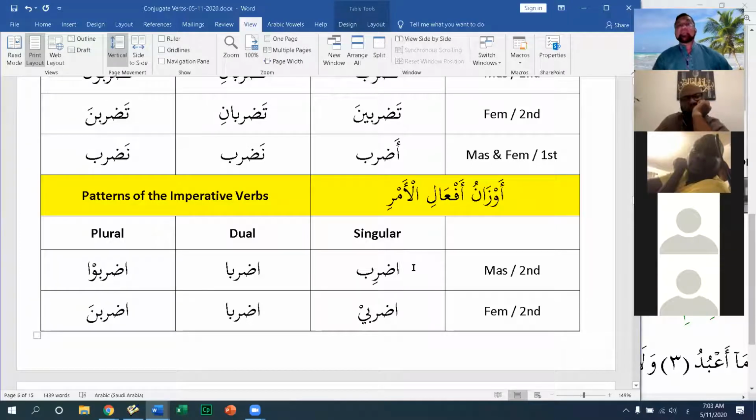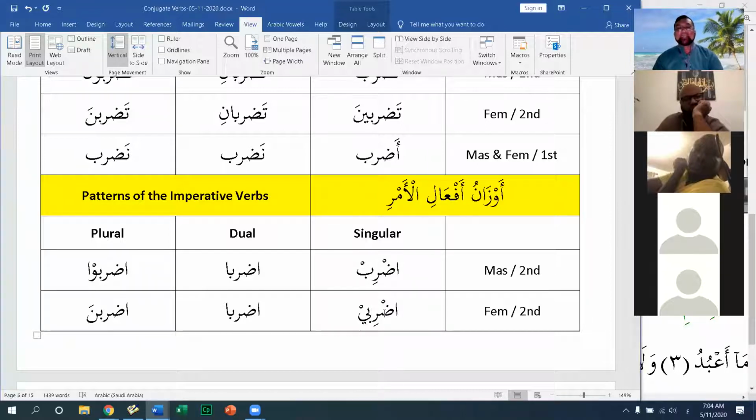Command. أضرب. أضربي. No. Listen. You never put fatha on this hamza. It can only be kasra or dhamma. اضربي. No. اضرب. The last letter will have a sukun. Yeah. In masculine single. اضرب. اضربي.